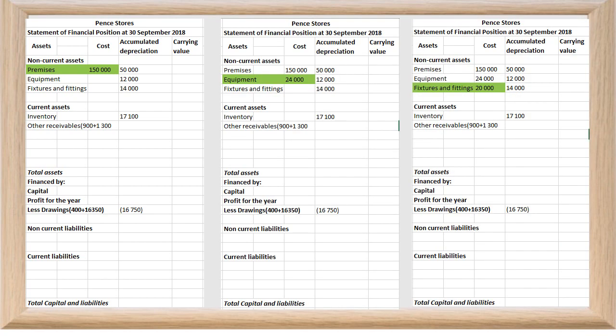Done. With the additional information, now move on to the balances given before the additional information and enter all assets, capital and liabilities which have not been entered previously. First, premises cost is recorded under non-current assets. Then, equipment cost is recorded under non-current assets. Then, fixtures and fittings cost is recorded under non-current assets.